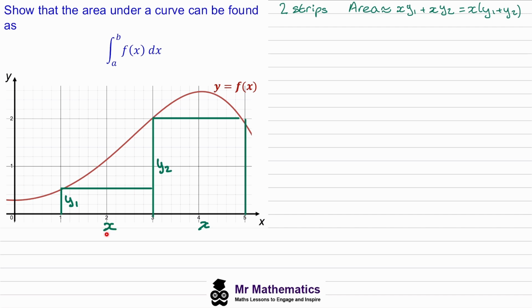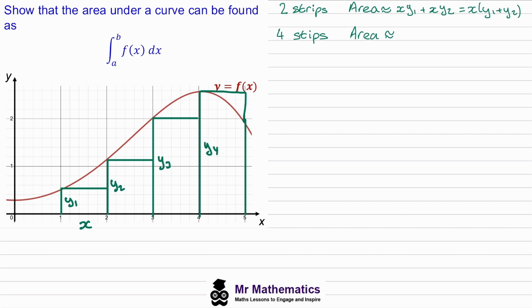So if we reduce this length, then we can have more strips, and this will give us a better approximation. Let's say that x is now this length. Then we can work out the area of this rectangle. We'll have a height of y1, this one y2, y3, and y4. So when we have four strips, the area will be approximately the sum of each of these rectangles. And again, we can factor out the x, and we can multiply this by the sum of the y values.